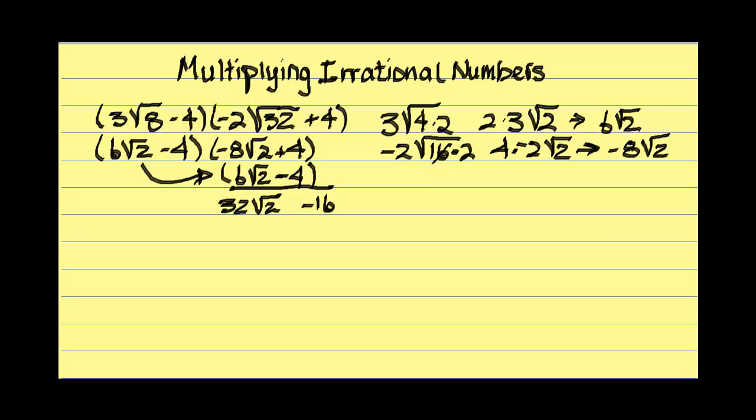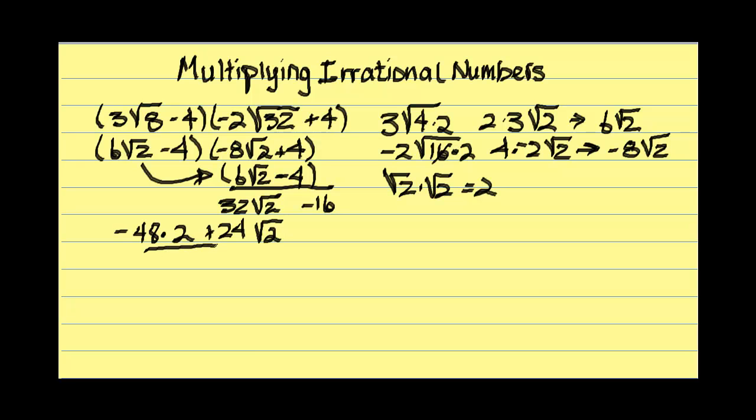So 6 times 4 is 24. So that's 24 square roots of 2. And now I have to do this 6 square roots of 2 times negative 8 square roots of 2. Now one thing to remember, the square root of 2 times the square root of 2 is not 4. It is 2. So this piece over here, square root of 2 times the square root of 2 is 2. And this is times 6 times the negative 8. That's times the negative 48.